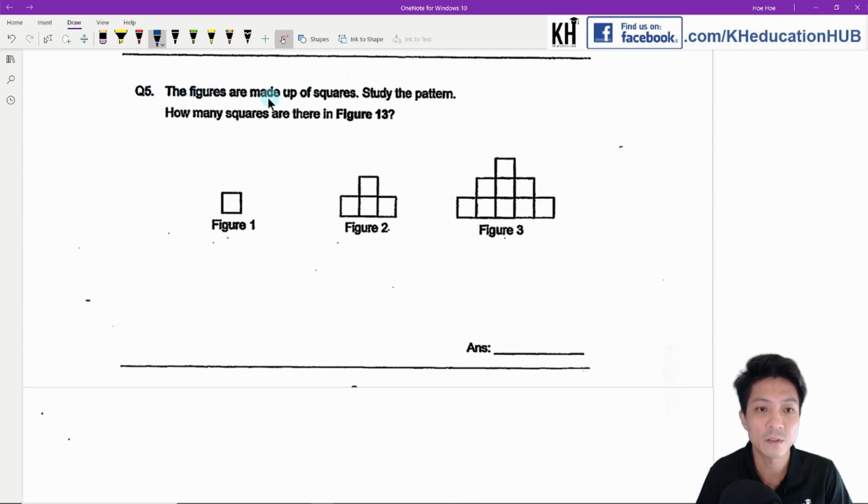Question 5. The figures are made up of squares. Study the pattern. How many squares are there in figure 13? Figure 1 there is 1 square. Figure 2 there is 4. Figure 3 there's 1, 2, 3, 4, 5, 6, 7, 8, 9. If you recognize this pattern, this pattern is basically your square pattern.